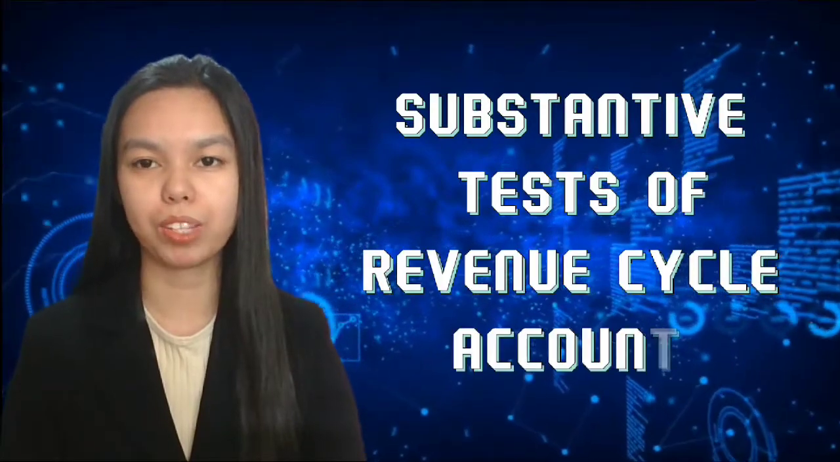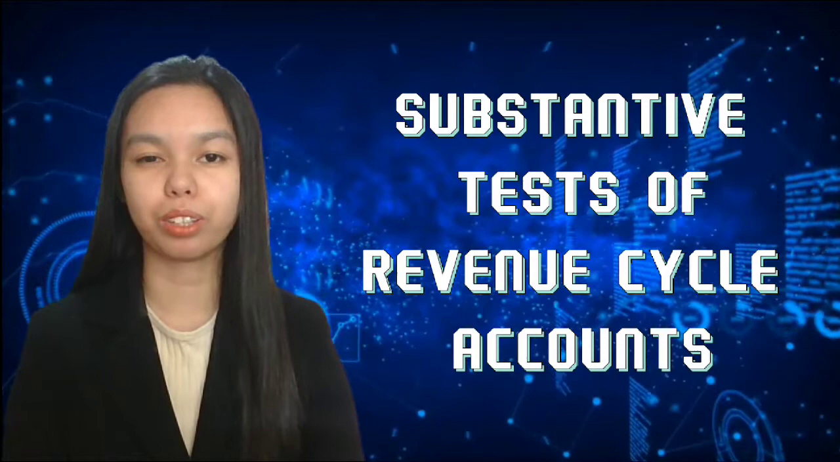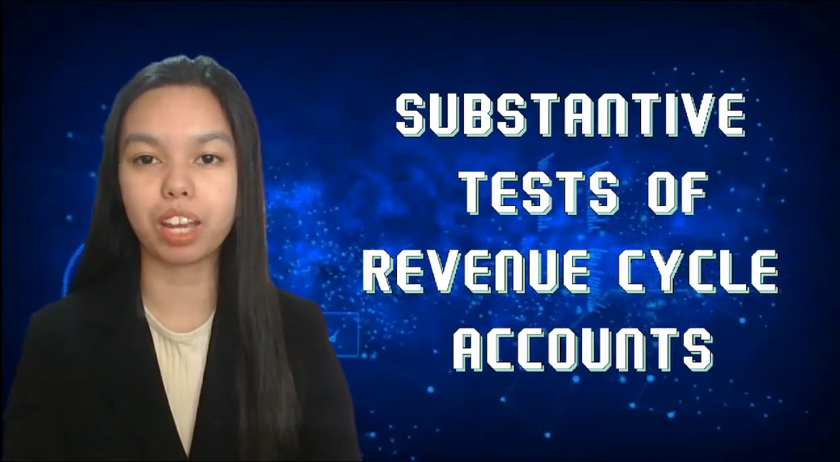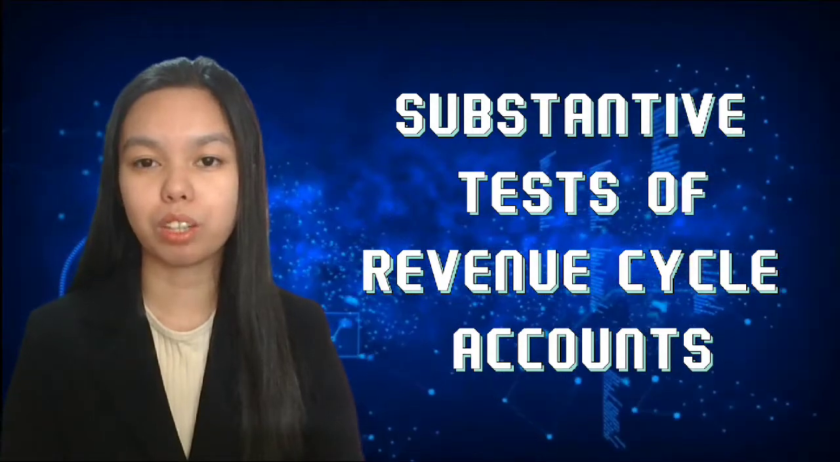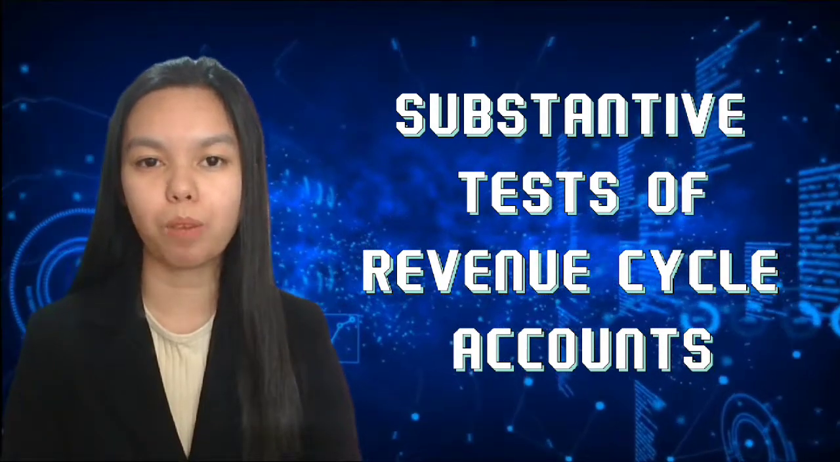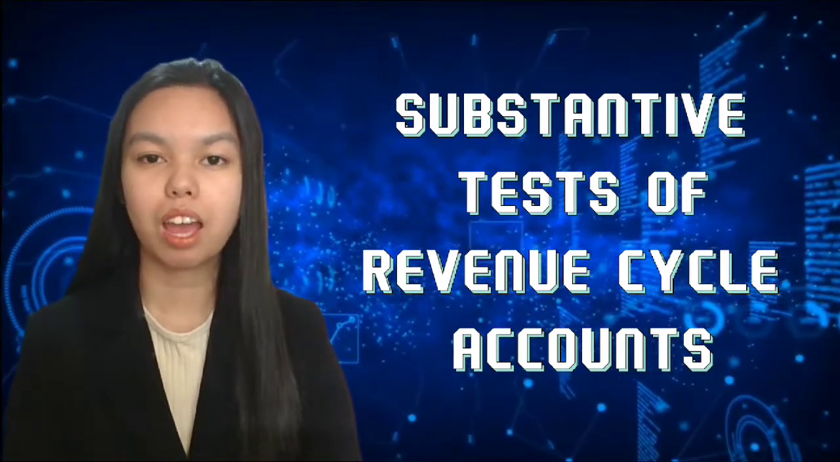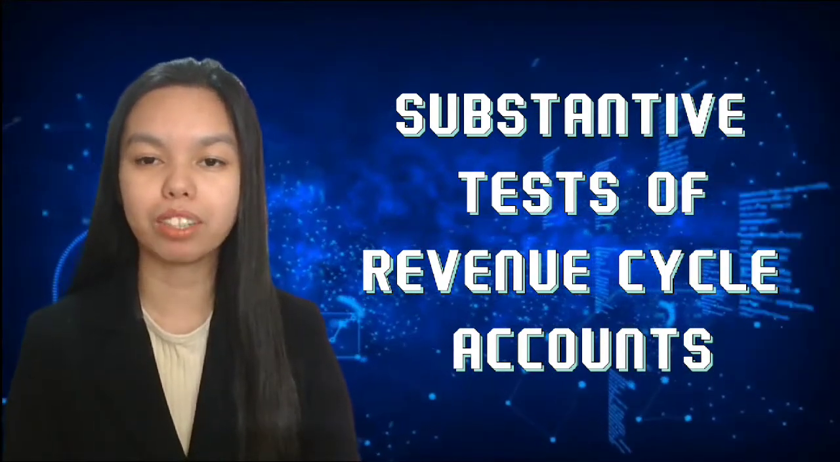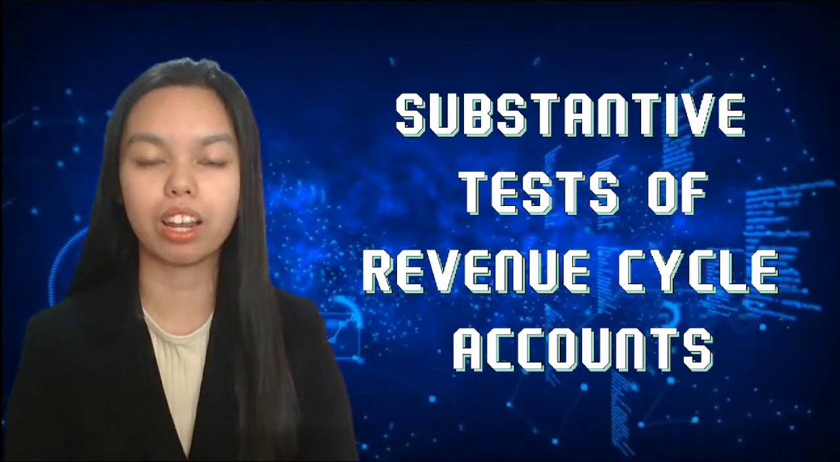Substantive test of revenue cycle accounts. This section deals with the substantive tests that an auditor may perform to achieve audit objectives related to the revenue cycle. The strategy used in determining the nature, timing, and extent of substantive tests derives from the auditor's assessment of inherent risk, unmitigated control risk, materiality consideration, and the need to conduct the audit in an efficient manner.